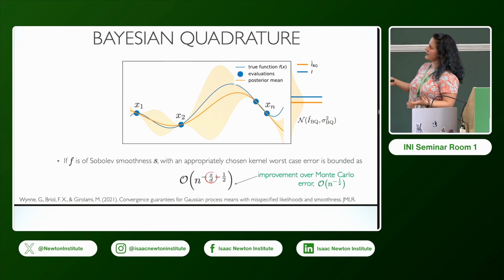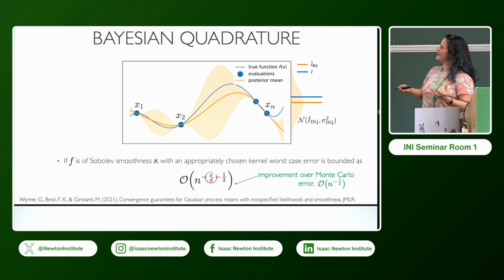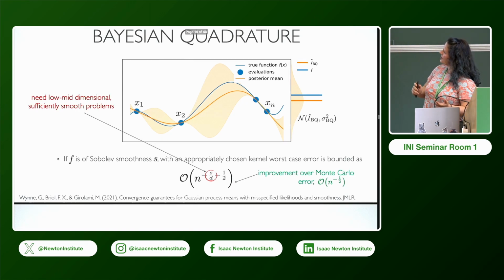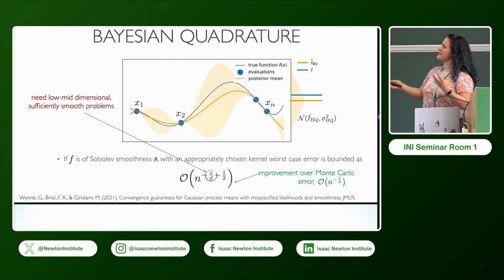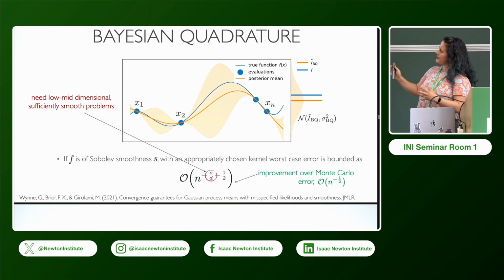So hopefully this is motivating information that if I'm integrating something sufficiently smooth and sufficiently low to mid-dimensional, then I'm getting convergence rates that are a lot better than Monte Carlo. Or in other words, this is making better use of the available n samples than Monte Carlo does.